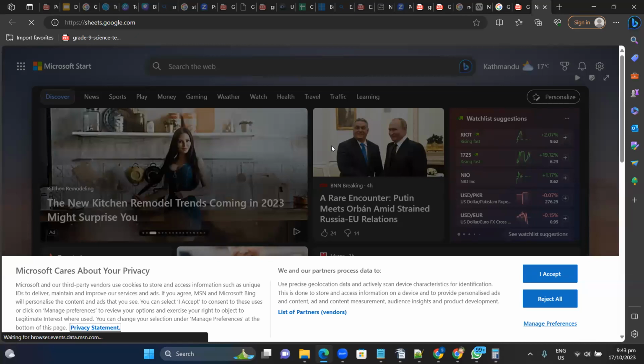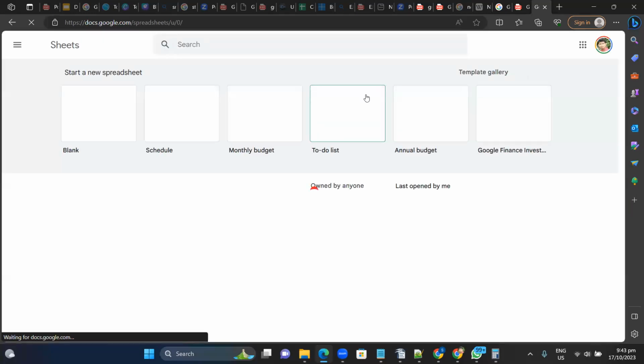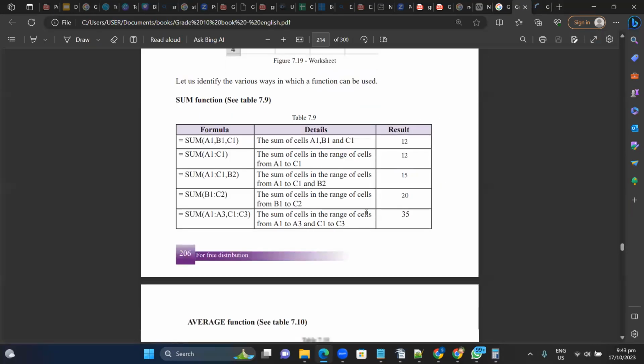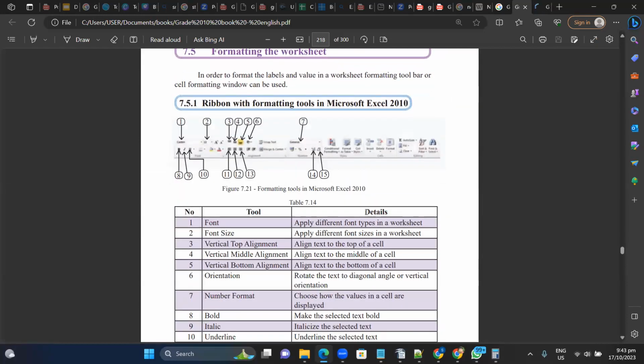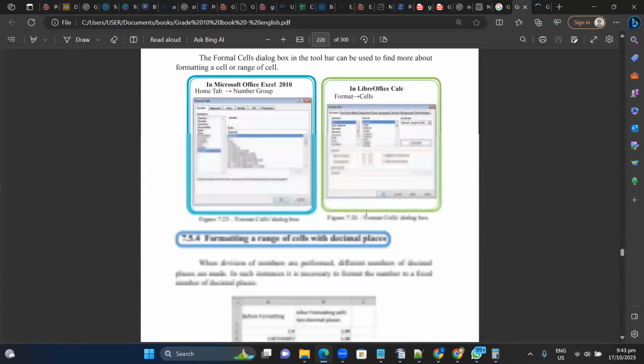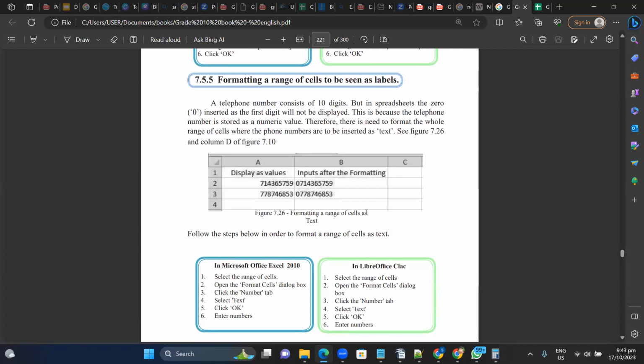So these three you need to know: count A and count blank. Today I will finish this lesson. It doesn't matter how much time it takes, I have to finish this lesson. The formatting is done, labels done.